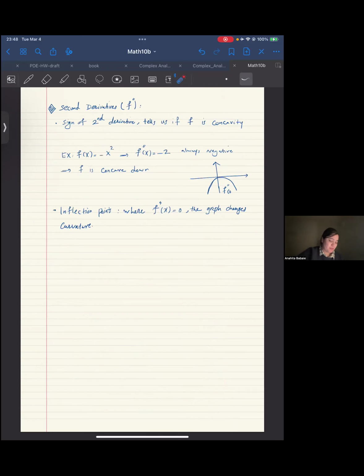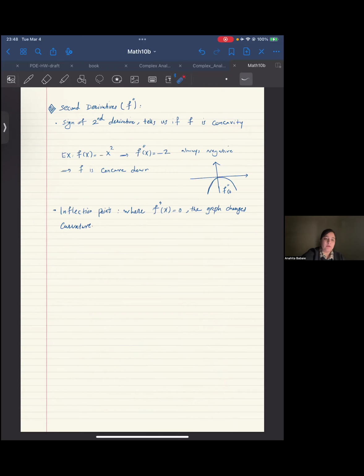I'll jump to an example of the second derivative before ending my video. So the sign of the second derivative also gives us some information about our function. It gives information about the concavity of the function, whether it's concave up or whether it's concave down.